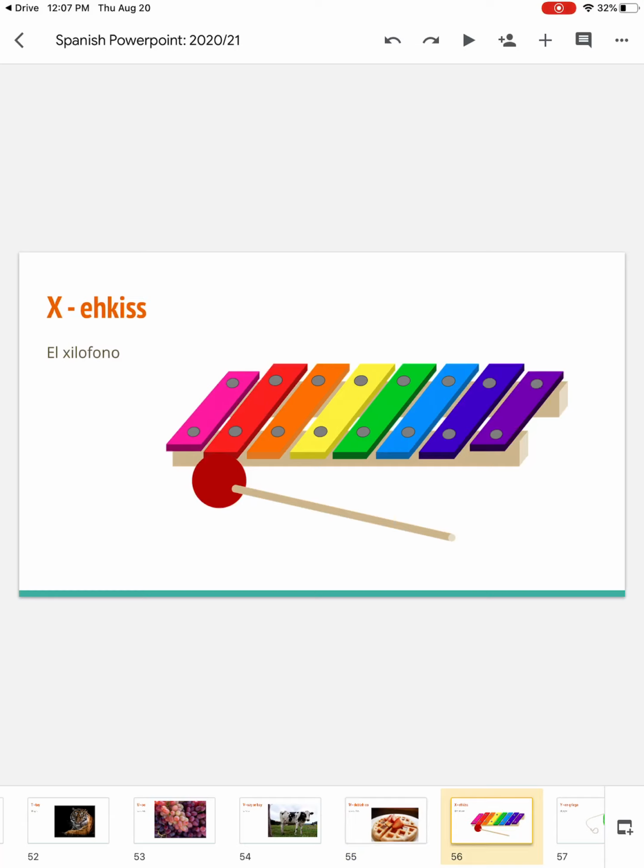Next up, we have X, which sounds like you're a French person asking someone for a kiss, so it's pronounced equis. Equis. And then a word to use for that is el xilófono. El xilófono. So just like in Spanish, that X sometimes can make a Z sound.